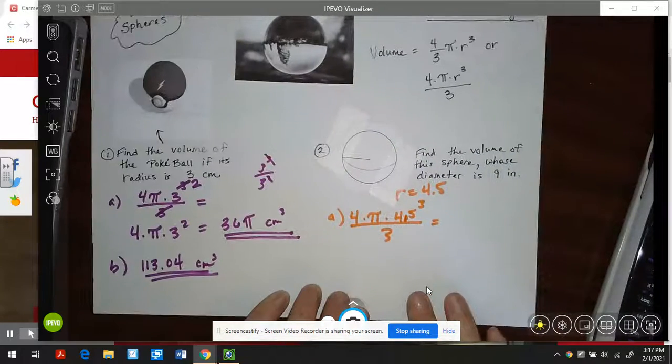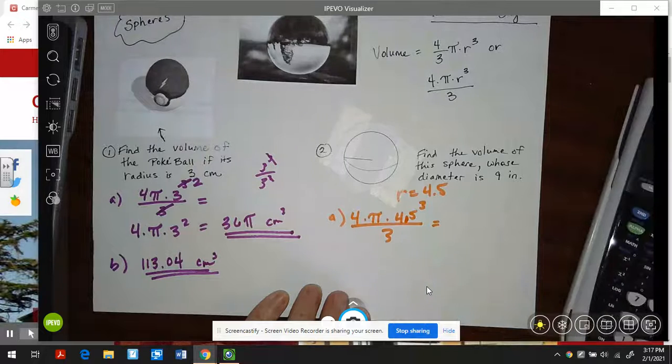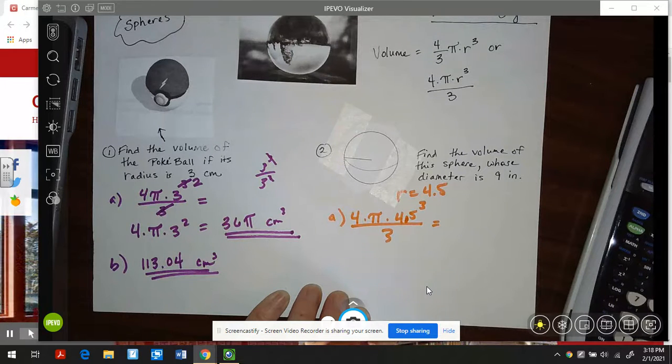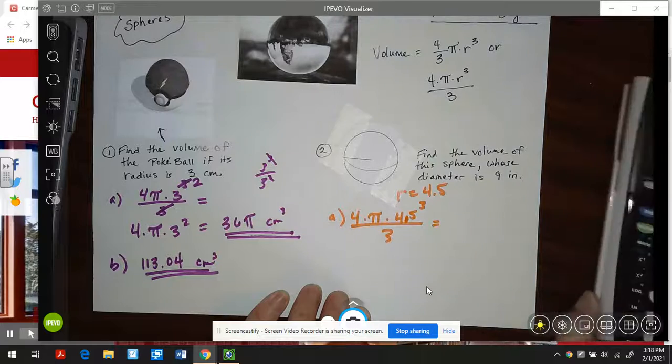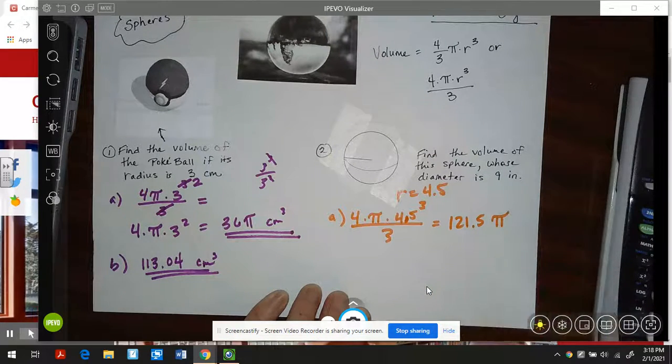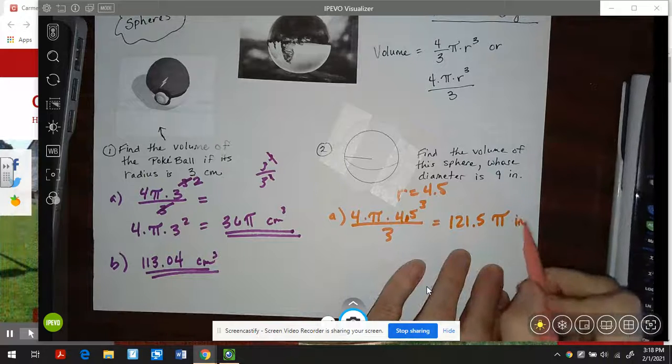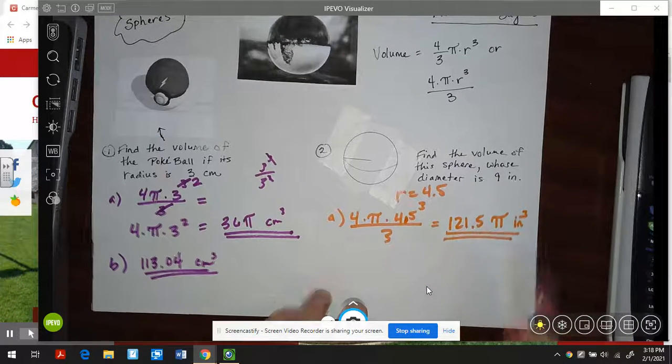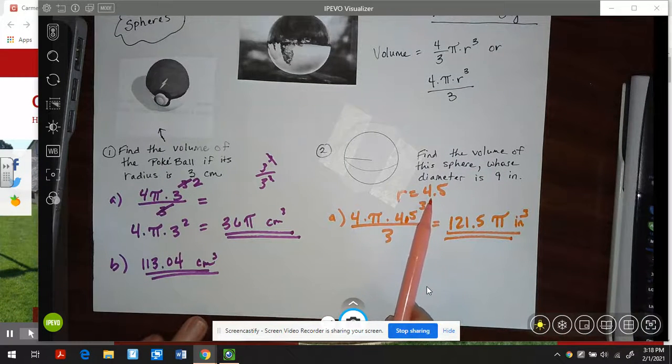And so I'm going to go ahead and do 4 times 4.5 times 4.5 times 4.5, and then I'm going to divide that by 3. And I get 121.5 times pi. And these were inches, so that will be inches cubed. Again, because the radius was a decimal to begin with, it's okay to have a decimal.